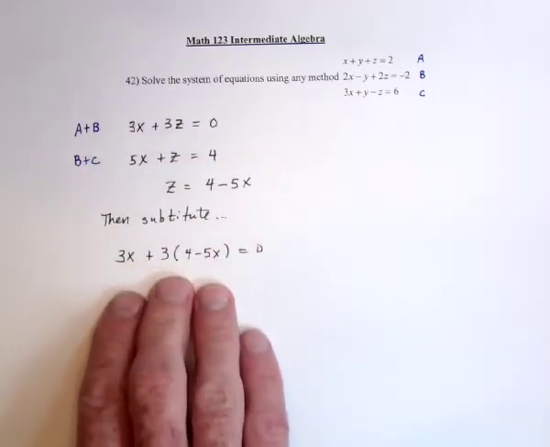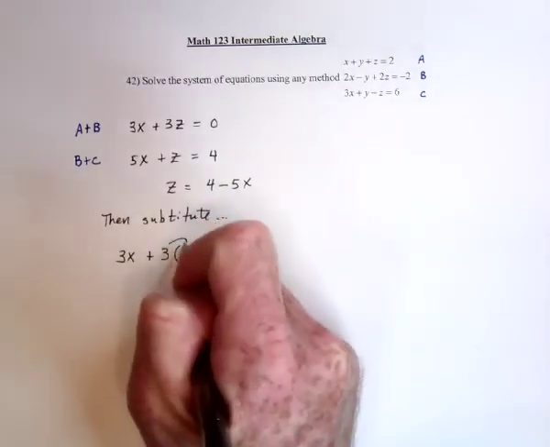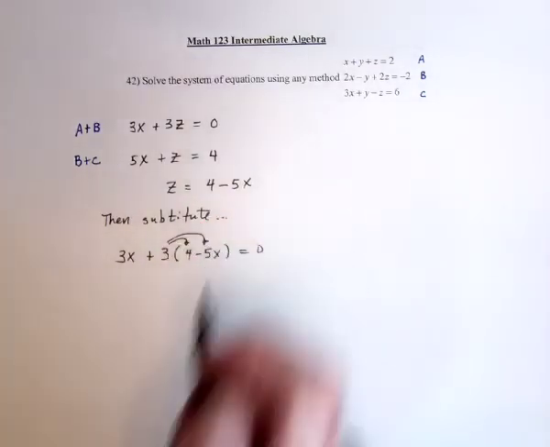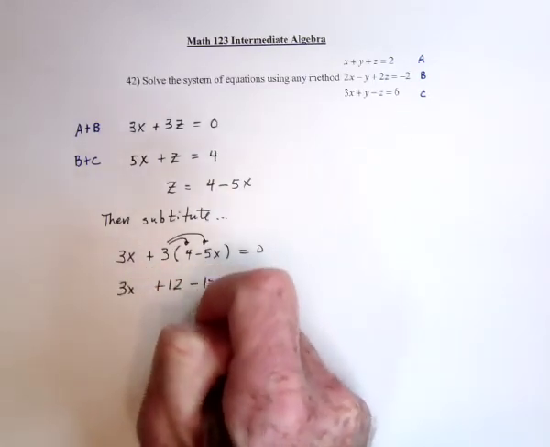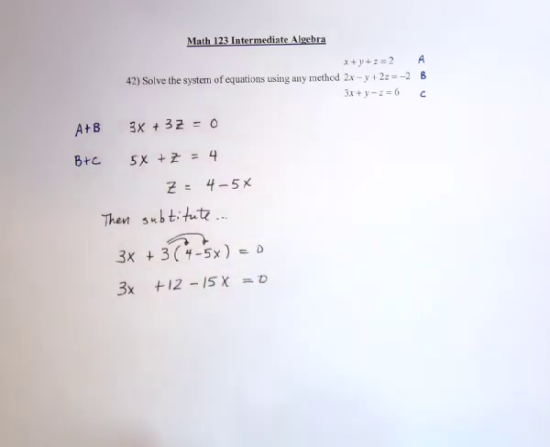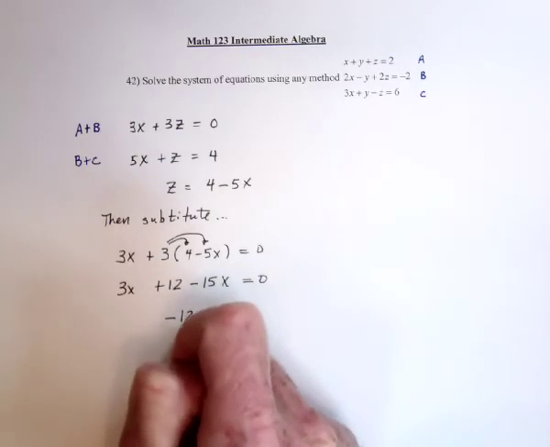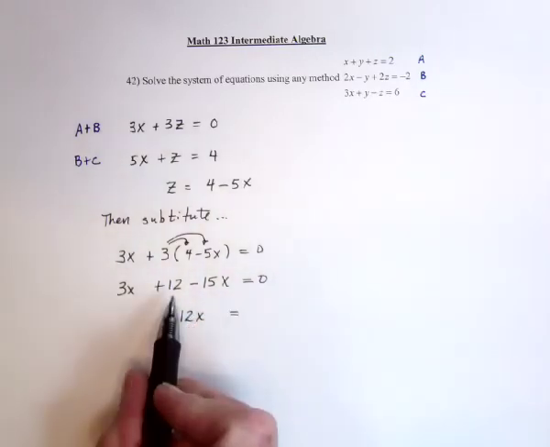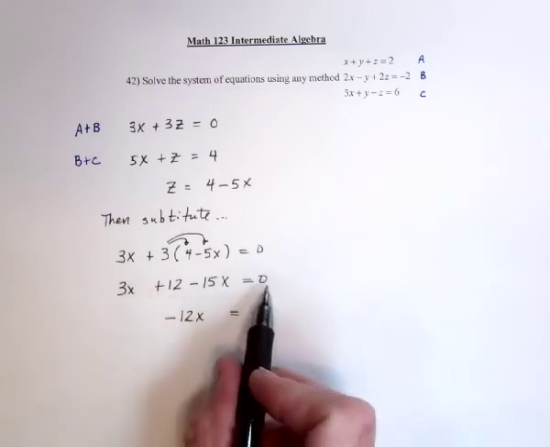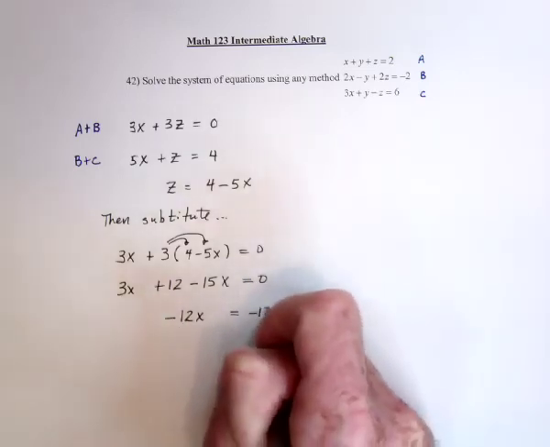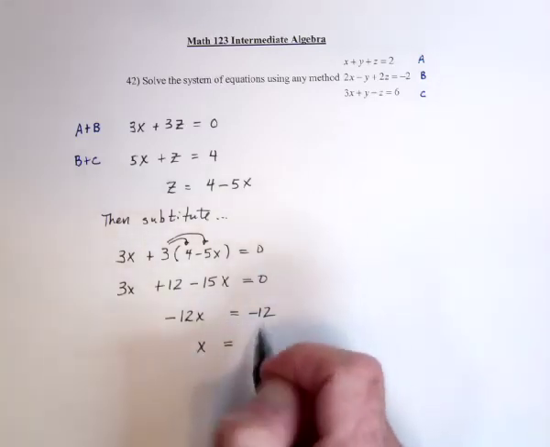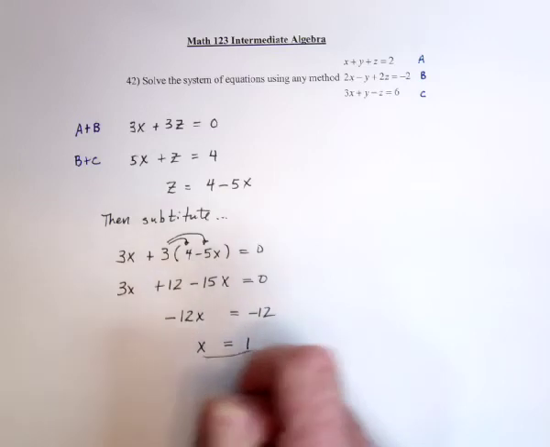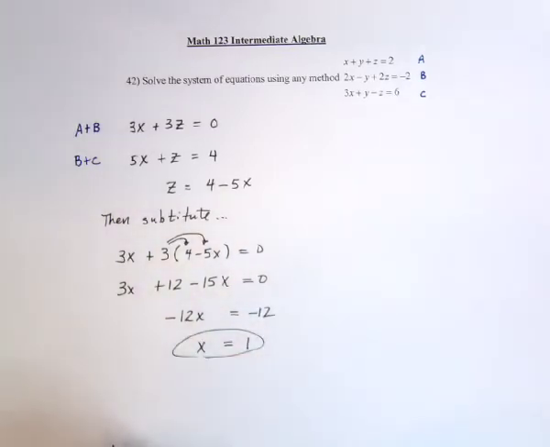Now to solve for x, I need to distribute the 3, so this is going to be 12, and this is going to be minus 15x. And then still equals the 0. So combining the x's, that's going to be negative 12x. And then I could take this 12, move it to the other side, or in other words, subtract 12 from both sides. And then when you divide, it's going to be negative 12 divided by negative 12, so x is a 1. I'll just circle it so I can keep track of my work.